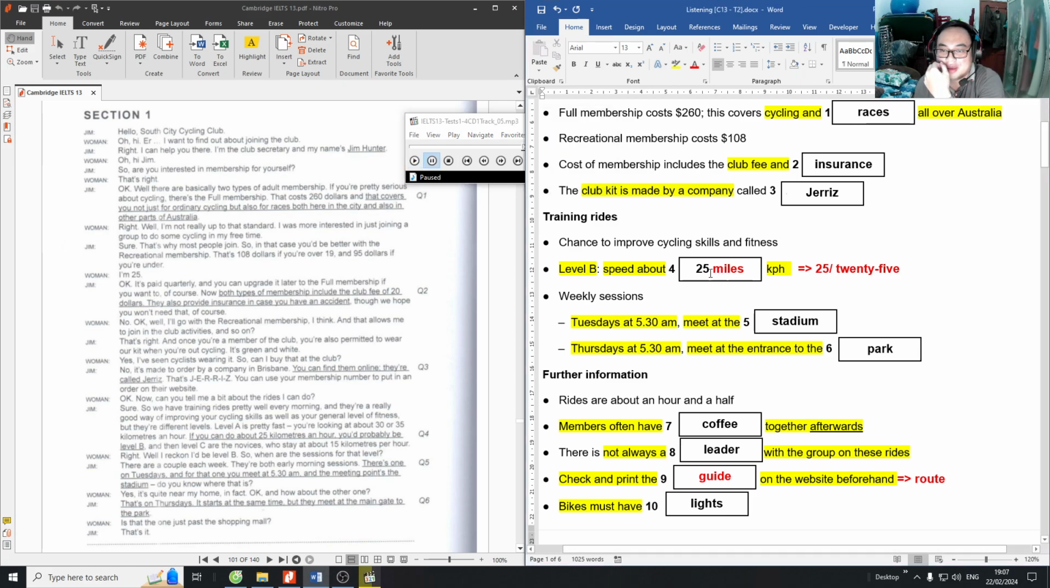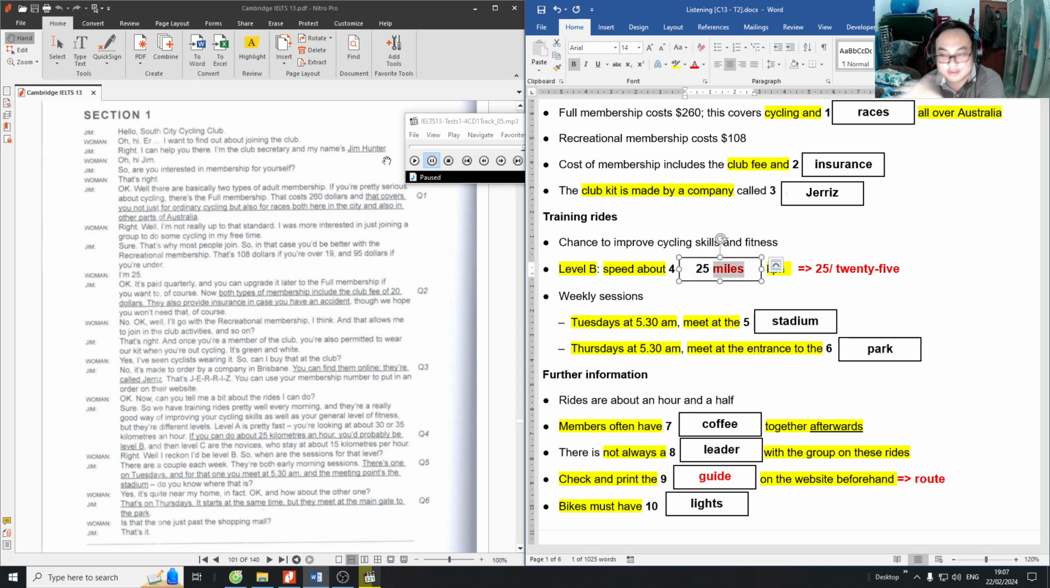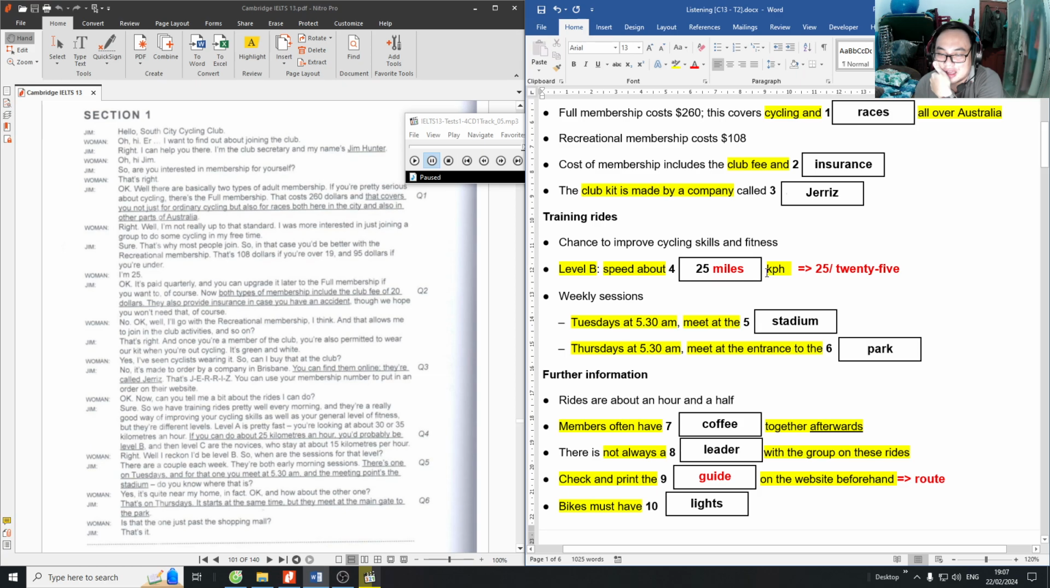It's my mistake, man. It should not have the word miles here. I looked at the word K. It should be kilometers per hour. We already have the speed here, so we don't need the word miles. Oh my god.